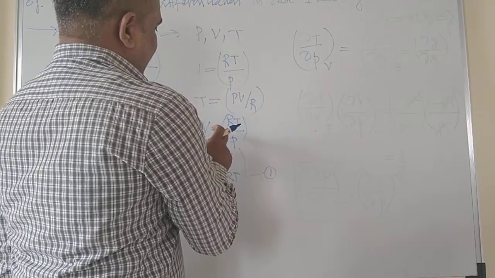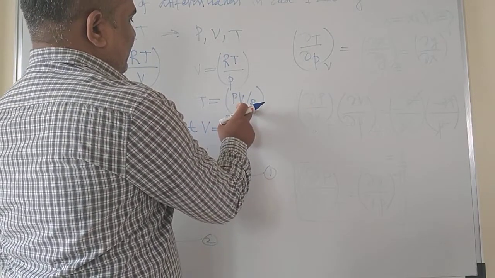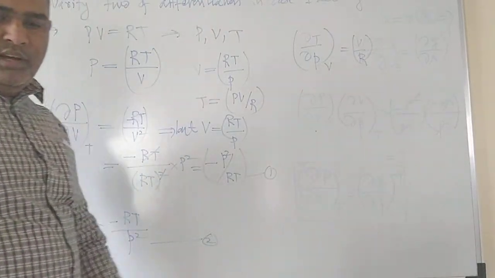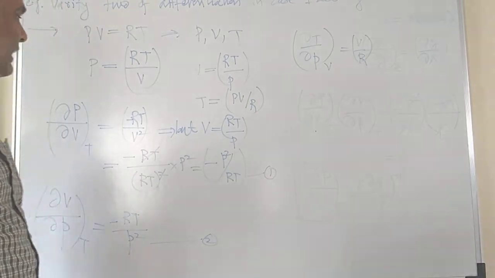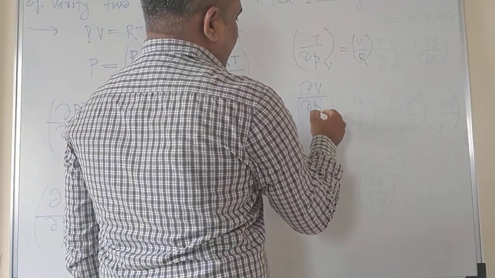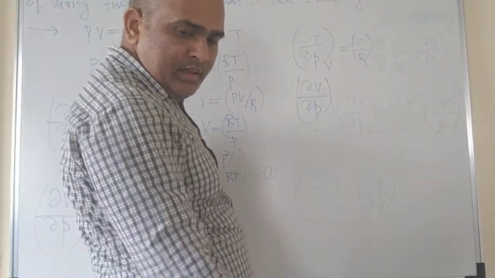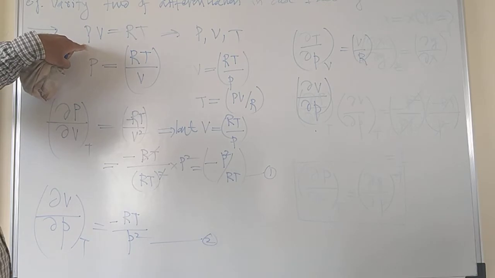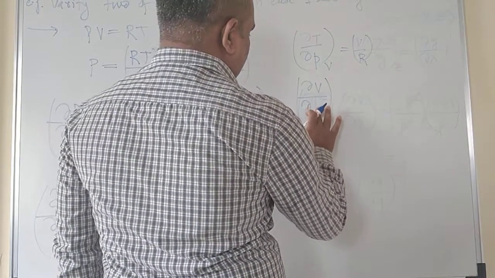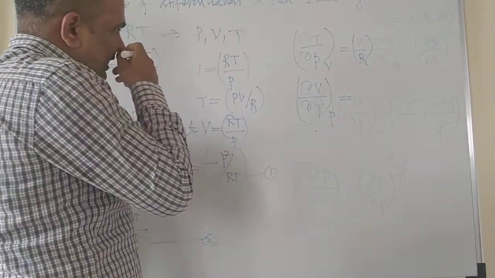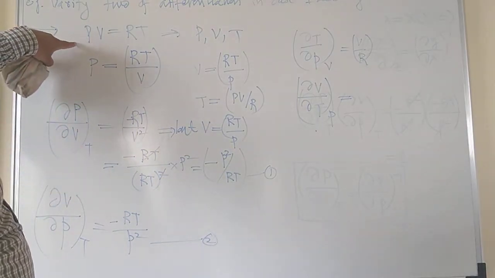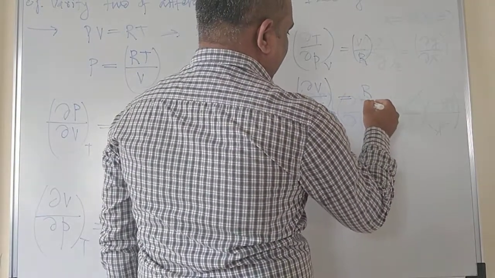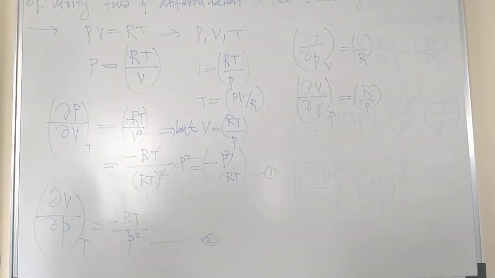So differentiation of the function T with respect to P when volume is constant. Volume is constant, R is constant. So differentiation of T with respect to P is only V by R. And differentiation of V with respect to T when pressure is constant: R by P is a constant, so this is R by P, and differentiation of T with respect to T is 1. So you got this relation.